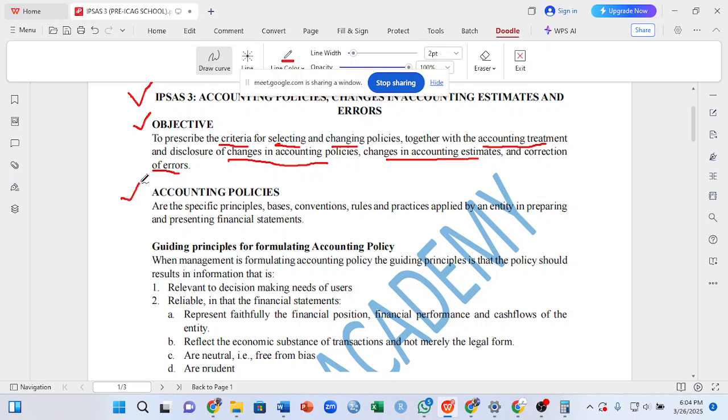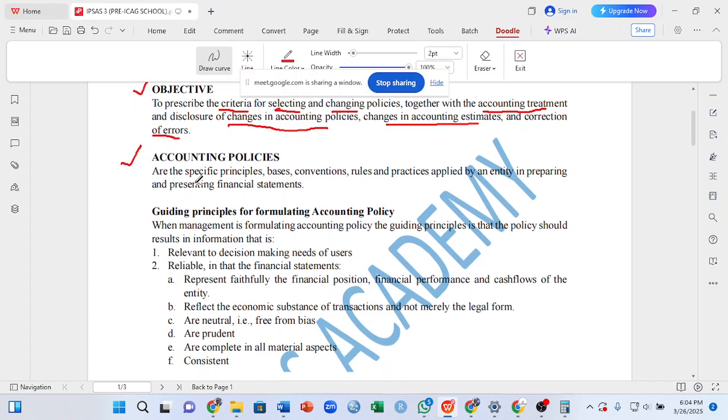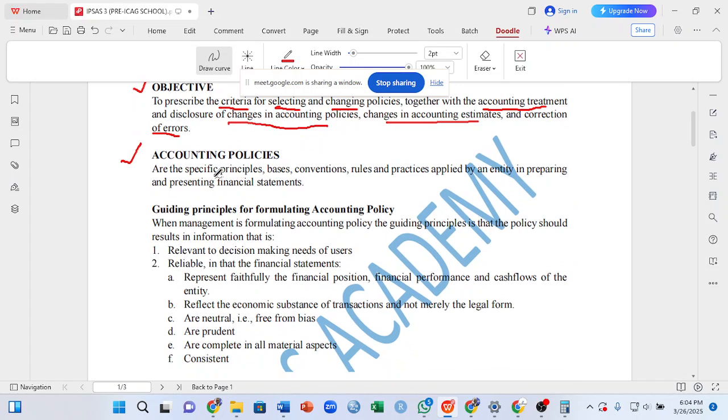Let's start with the accounting policy. Now, when you talk of accounting policy, you are basically referring to the rule or the treatment in respect of a particular item that merits its recognition in a financial statement. Going into the standard, it defines accounting policy as the specific principles, the basis, the conventions, the rules, and the practices that an entity applies in the preparation and presentation of the financial statement.